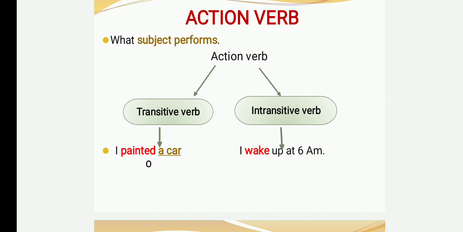So simply, a transitive verb is nothing but a verb which takes an object. The object may be a noun or pronoun, anything else. So a verb which takes an object in order to give a complete meaning is called a transitive verb. A verb which doesn't take an object to give complete meaning is called an intransitive verb. We will see about transitive verbs and intransitive verbs in a detailed manner in the next video.